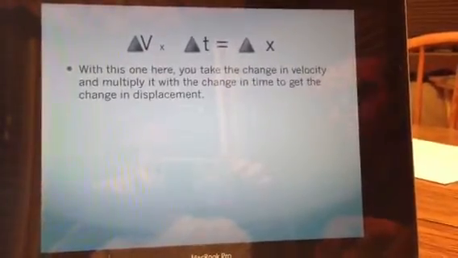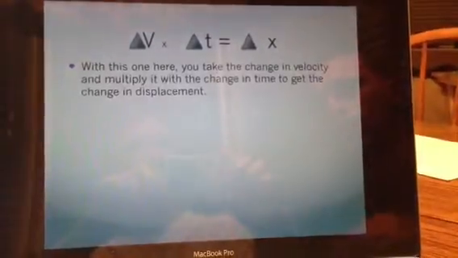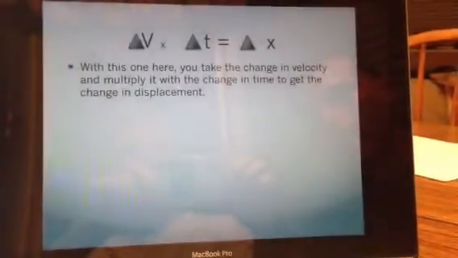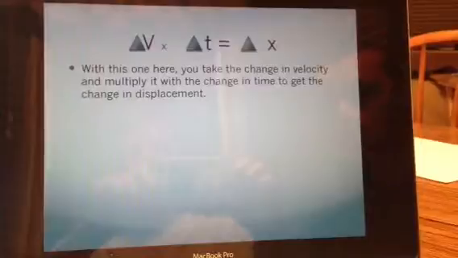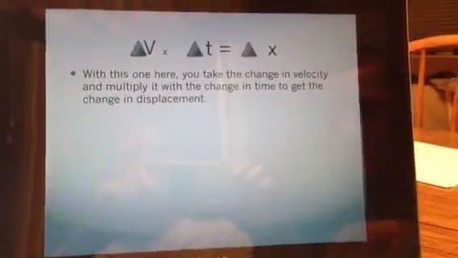Alright, and then this one here, you get the change in velocity times the change in time, and that gives you the change in distance. And that's basically it for that one.